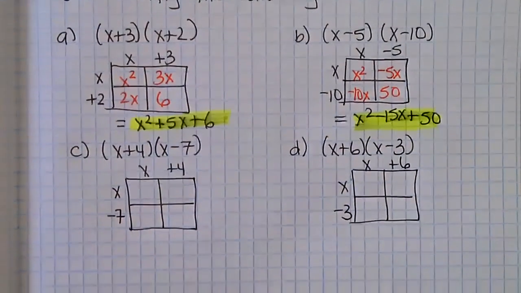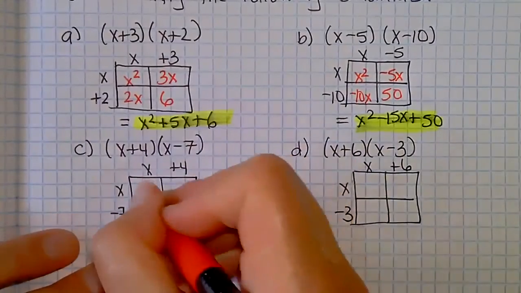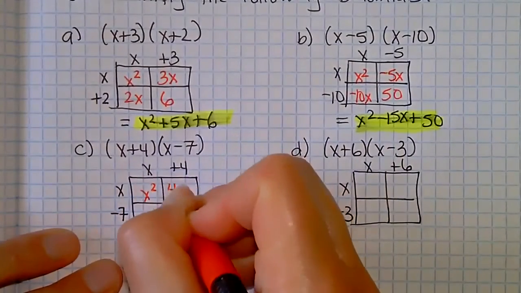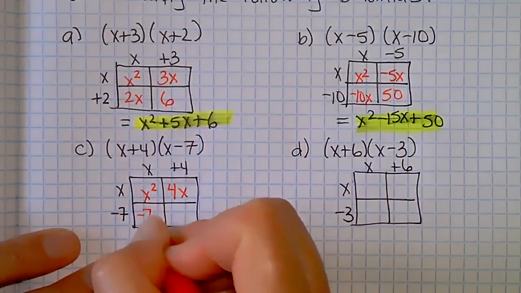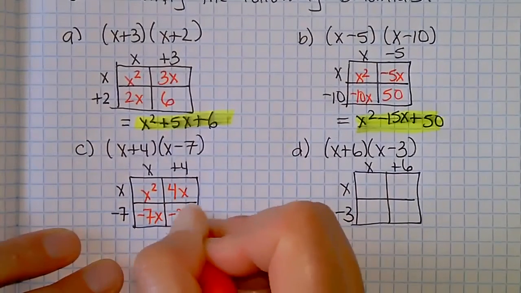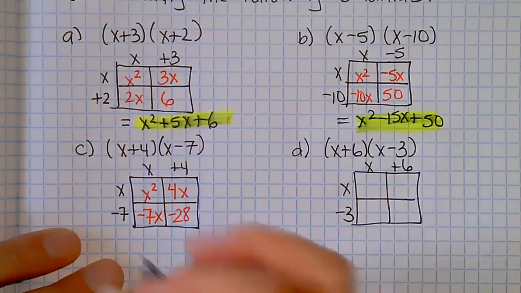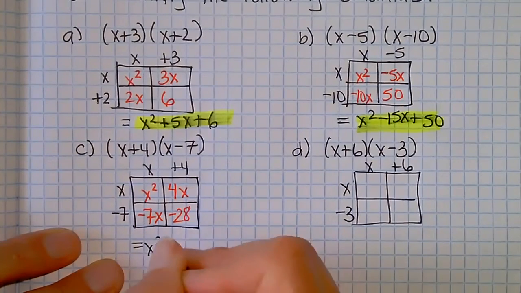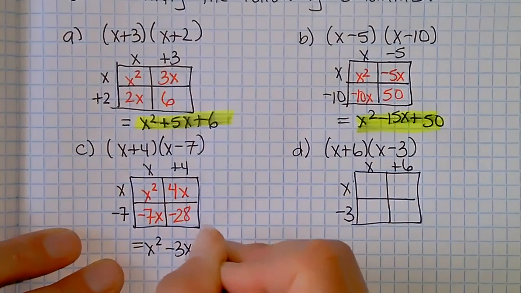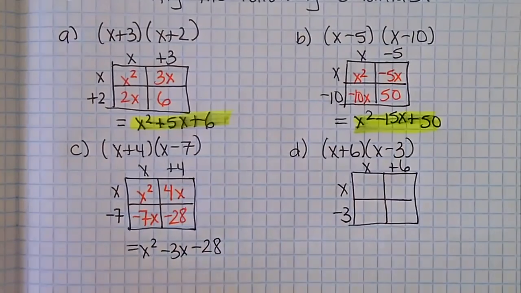So now, the next one, I have x squared, I have a 4x, I have a negative 7x, and a negative 28. And my final answer is x squared minus 3x minus 28. Okay, that's what you should have gotten.